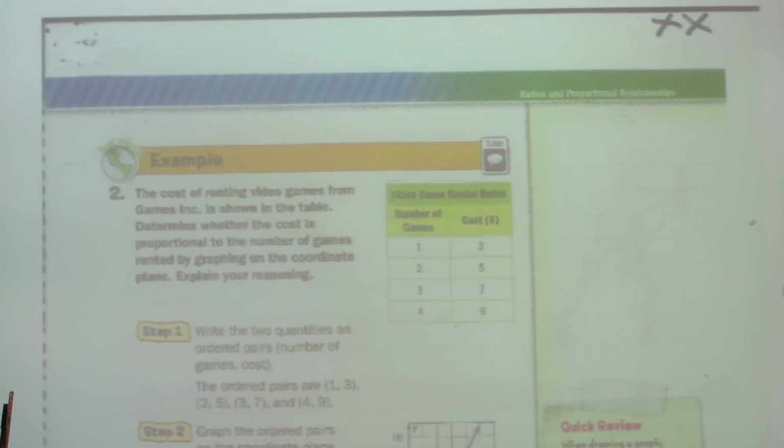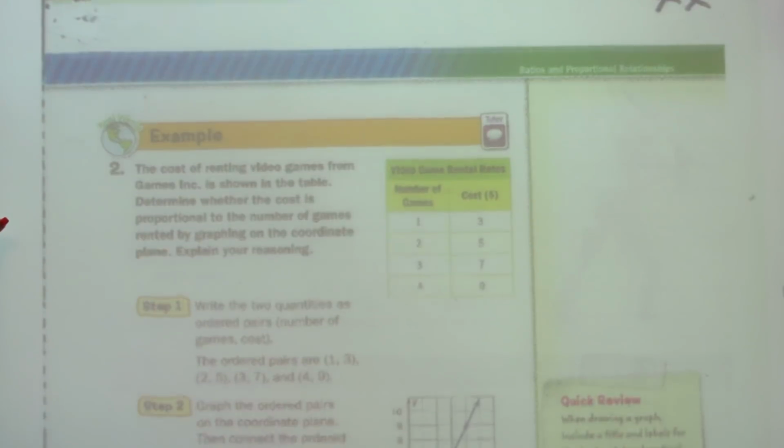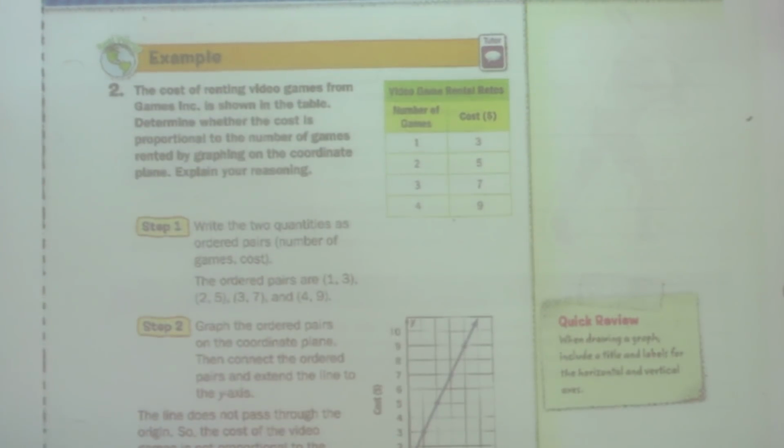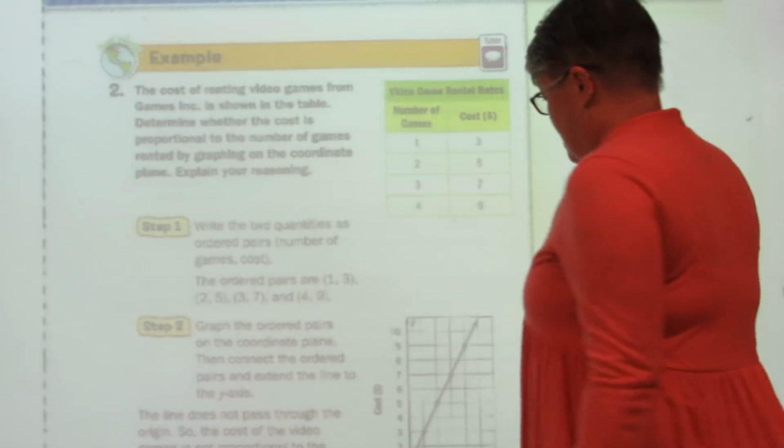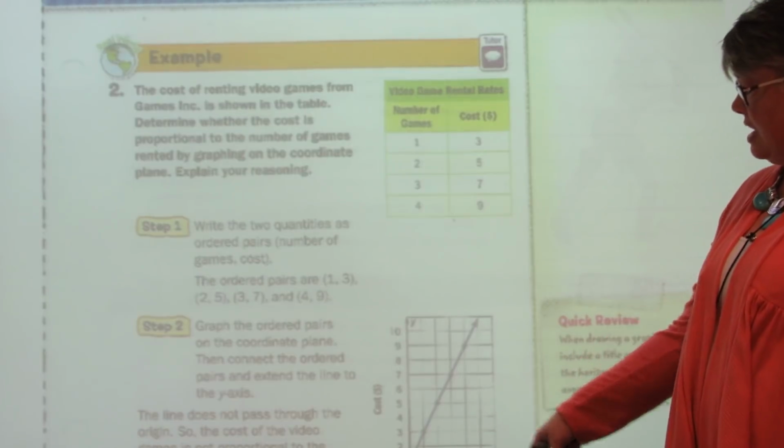Okay? Let's take a look at something that might not be. The cost of renting video games from Games Incorporated is shown on the table. Determine whether the cost is proportional to the number of games rented by graphing on the coordinate plane. So let's look at a coordinate plane. They've already done it for us down here.